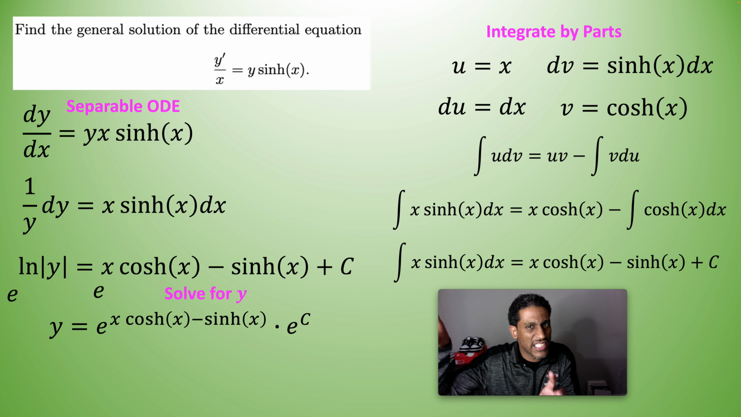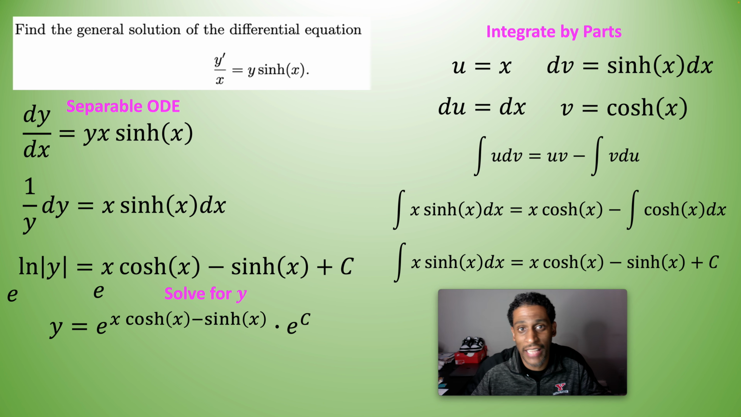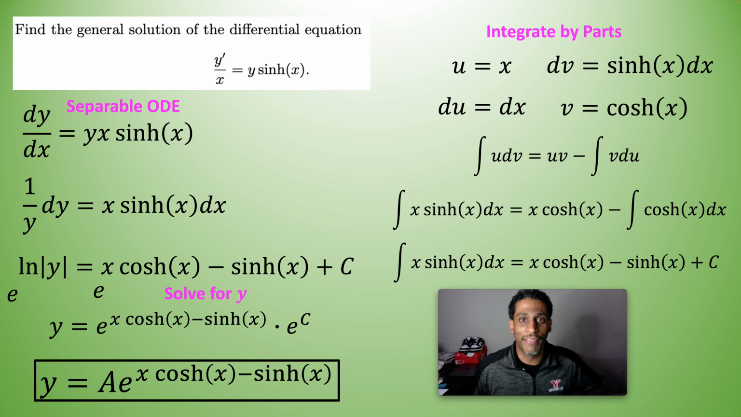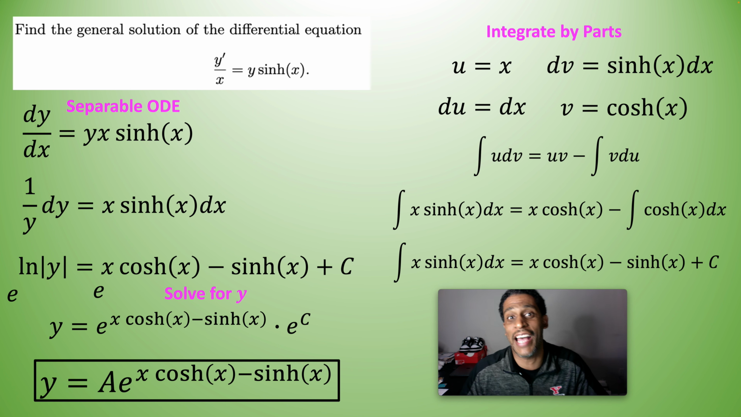When it comes to the plus c part, you can break that and make it e to the c, which is just another random constant. e to a random constant, just another random constant. You could call it c if you want, but just to recognize that it's a changed value, we'll call it capital A, and we're done. You take the derivative of this function and you divide it by x, you get the same thing as taking this function and multiplying it by hyperbolic sine of x. Whew. You did it. Great job.